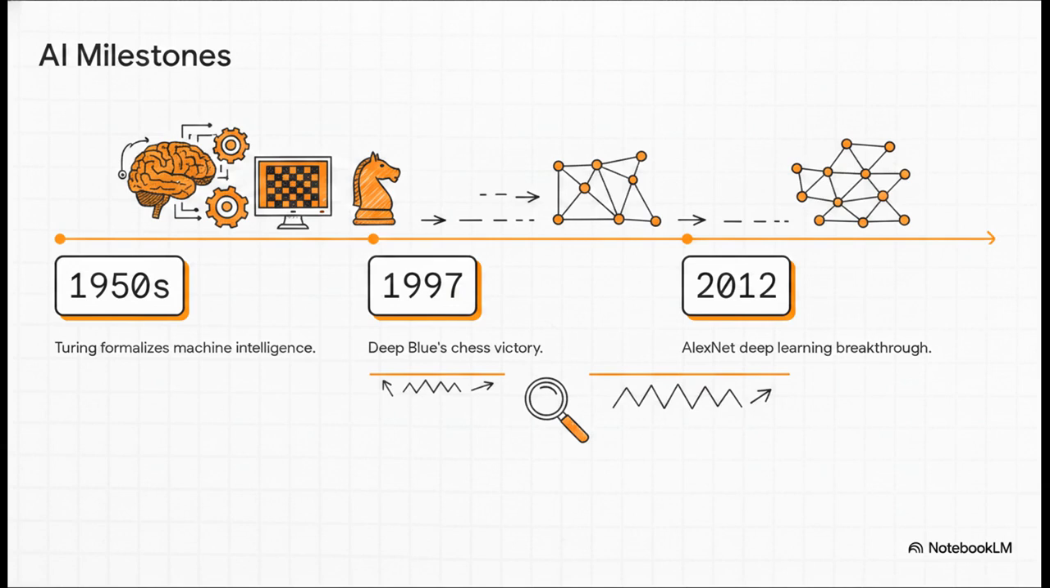That event completely shocked the world. It proved that machines could conquer incredibly complex strategic domains. But the real modern turning point? That happened in 2012, with the breakthrough of an algorithm called AlexNet. That single event officially initiated the deep learning revolution that we are all currently living in.